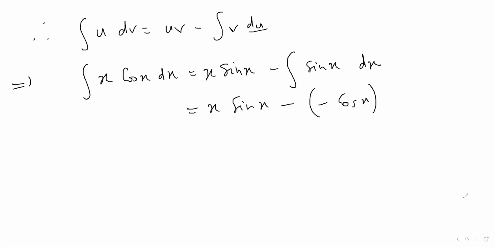Now, this is an indefinite integral, so you put a plus c at the end. Minus a minus becomes plus. So it's x sine x plus cos x plus your arbitrary constant c. This is the answer to this question. This is how you evaluate this integral by using integration by parts, and this is how integration by parts works.